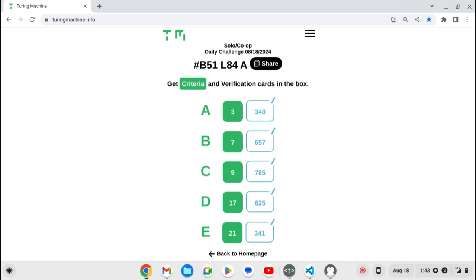Let's begin. Today is August 18th, 2024, and we're solving the Daily Turing Machine Puzzle. Today's all-odd lineup of criteria cards are 3, 7, 9, 17, and 21, and the puzzle uses the blue verification cards. The code above is your way to get more information on today's puzzle by going to turingmachine.info and searching the code. Let's go solve.